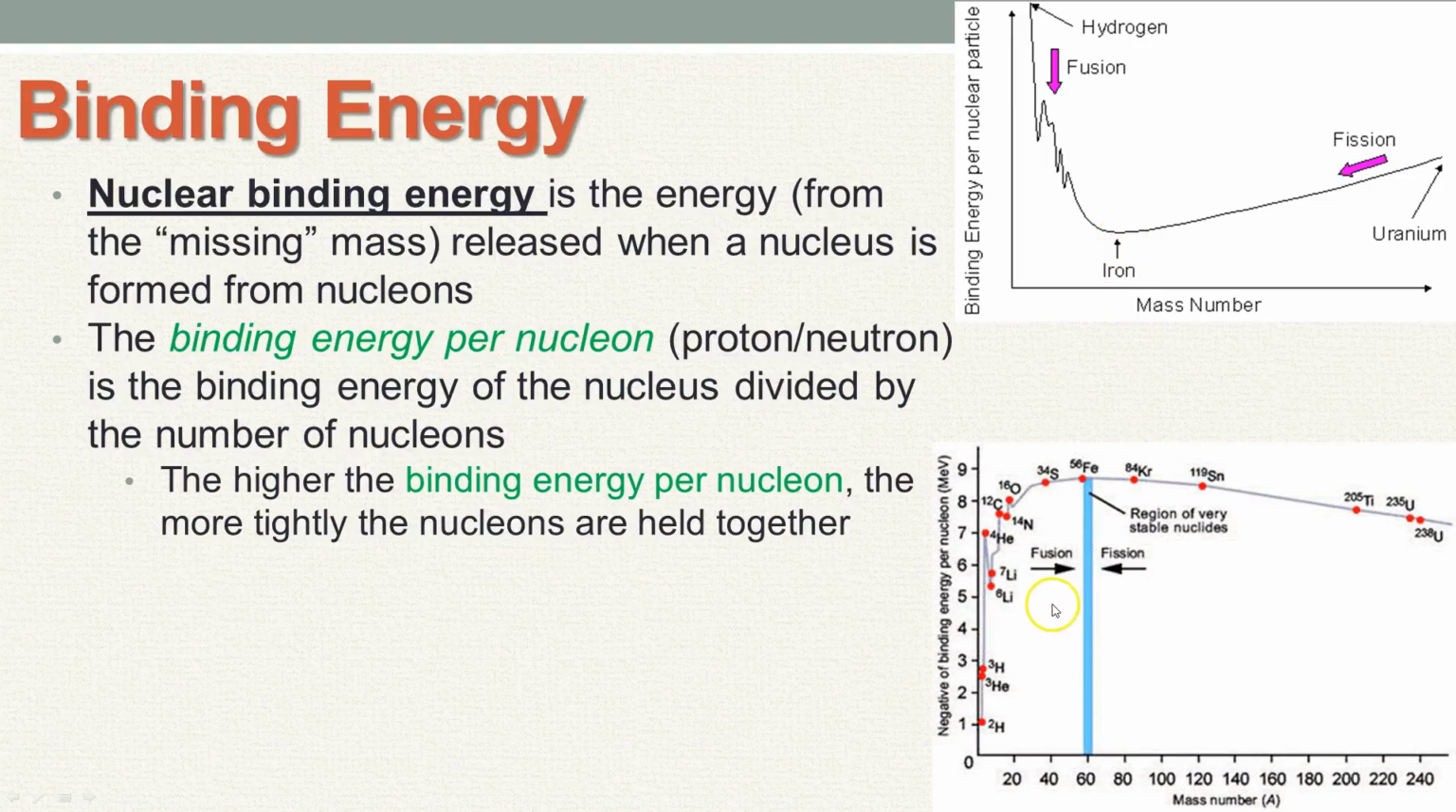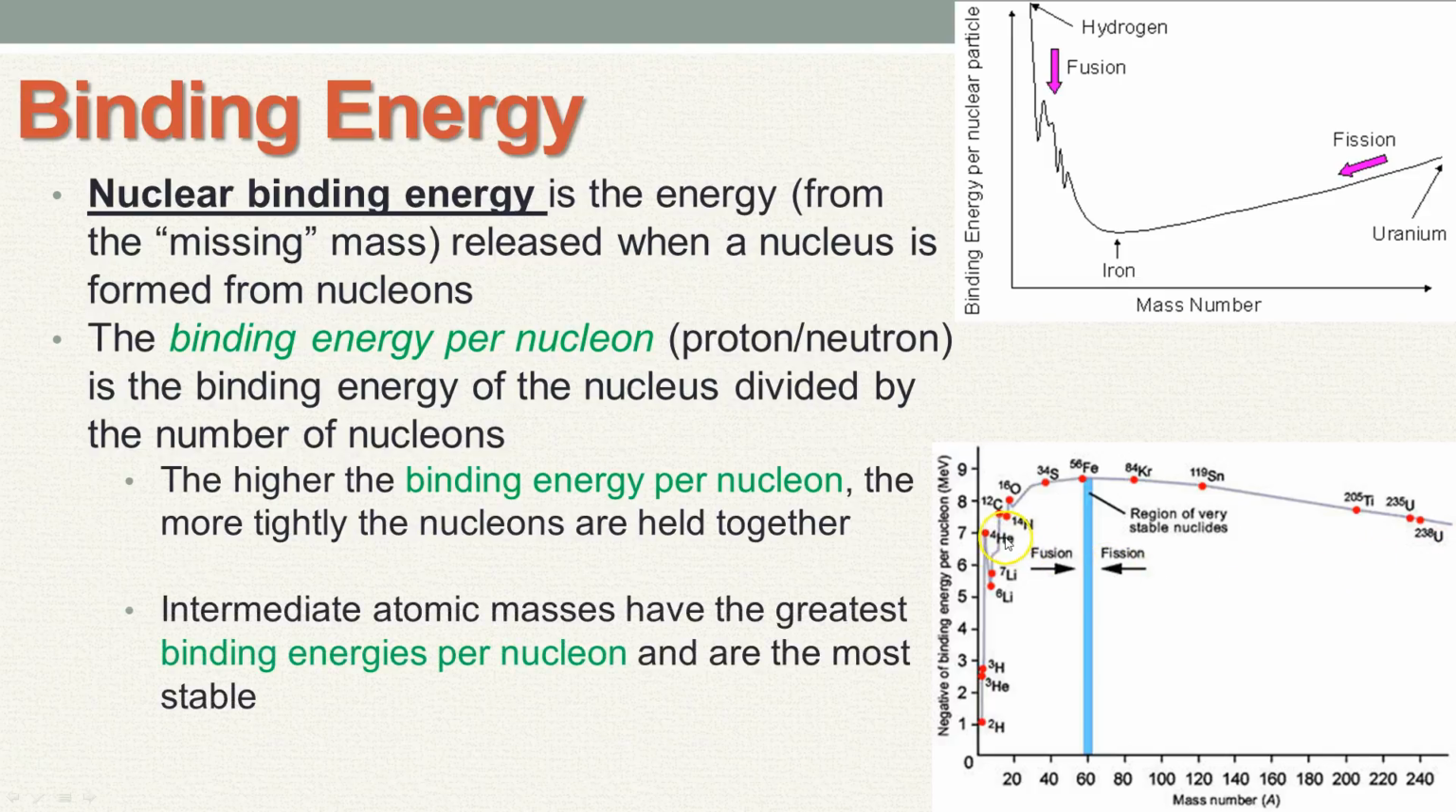This relates to things with fusion and fission. We are going to be releasing energy if we are fusing things together anywhere from hydrogen to iron. Energy is going to be released through fusion, and energy is going to be released through fission anything higher than that. More on that in a little bit. All you need to know is that intermediate atomic masses have the greatest binding energies, and those are the ones that are most stable. So in this case, iron is going to be our most stable element. Fusion and fission essentially are both working their way towards iron.